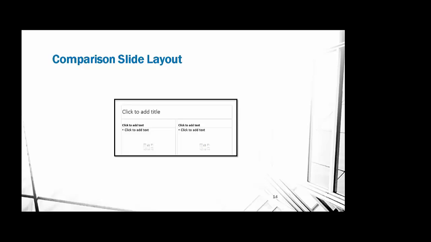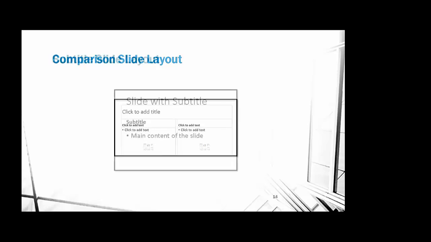When I convert this to tagged PDF, it is going to read in its logical reading order. It's going to have the title placeholder, which will be a heading 2, and then a paragraph, the list of things you're comparing, another paragraph, and the list of things you're comparing. So don't be afraid to use the comparison slide to compare things.